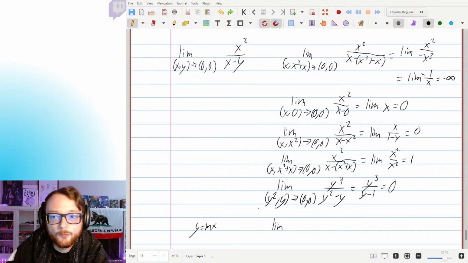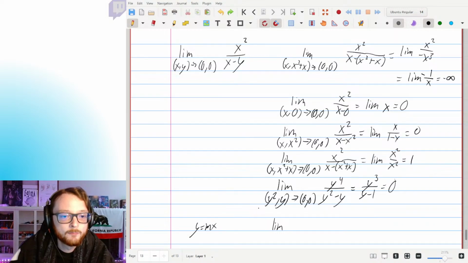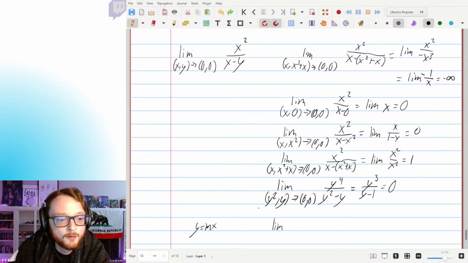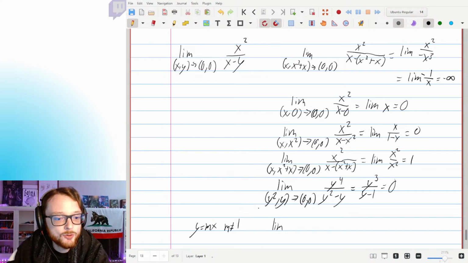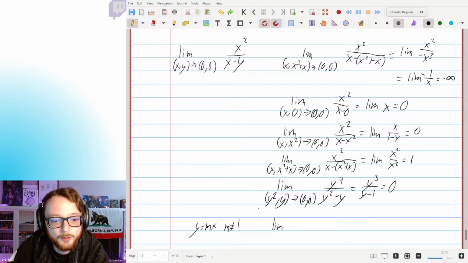But yeah, at this point, I'm just trying different types of subs just to see if we get anything interesting. So I've seen this idea for a sub before, y equals mx, where m is just some real number. In this case, we can't allow 1 because of what we said before. We can't let y equals x. But what this does is you basically check along every line in every direction. And you should always get the same number. It should not depend on m, is the point.